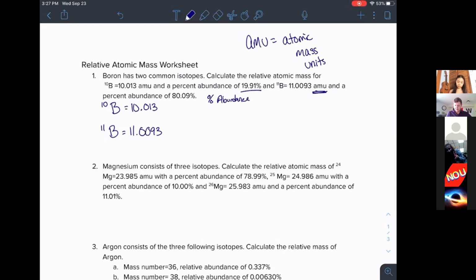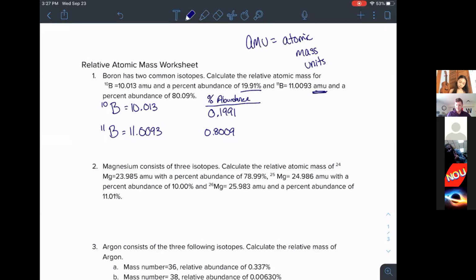Can you tell me the answer for that first one? 0.1991. Wonderful. And then if I wanted to do that for my 80.09%, what would I turn that into as a decimal? 0.8009. Perfect. All right, so now we have two more steps before we finish our problem.